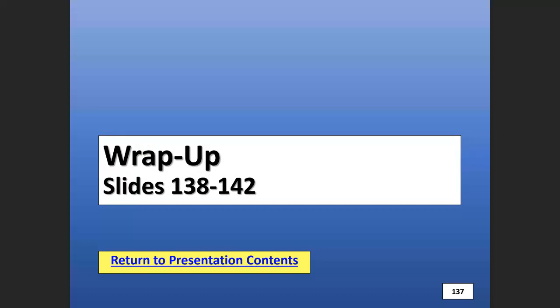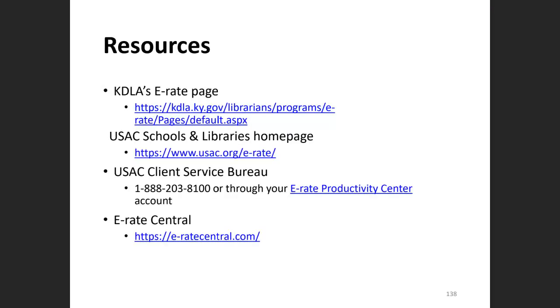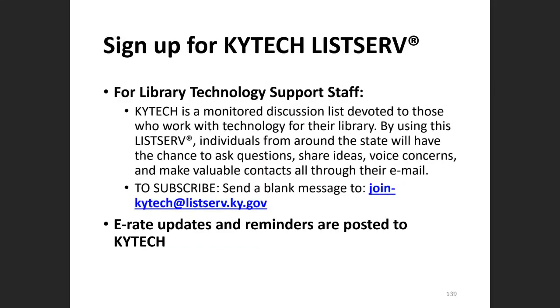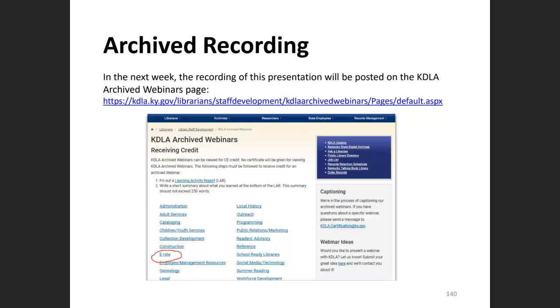Briefly, for the wrap-up section, for additional resources, you can look at KDLA's E-rate pages, go to the Maine Schools and Libraries or E-rate program website, you can contact USAC Customer Service, and there's a pretty good newsletter from E-rate Central you can subscribe to. You can also sign up for the Kentucky Tech Listserv to get reminders about important deadlines. I put a lot of reminders about E-rate on there. The recording of today's presentation will be available both in Blackboard, but also on our archived webinars page. Look for the E-rate section.